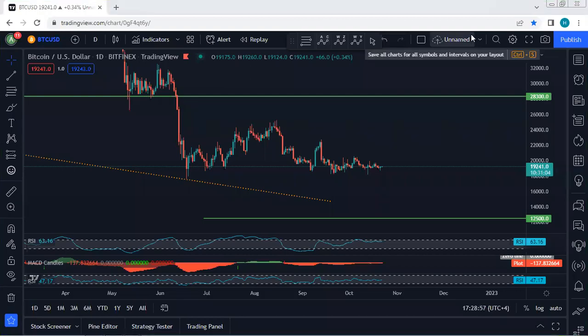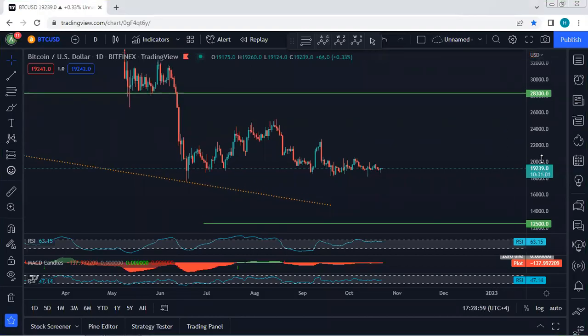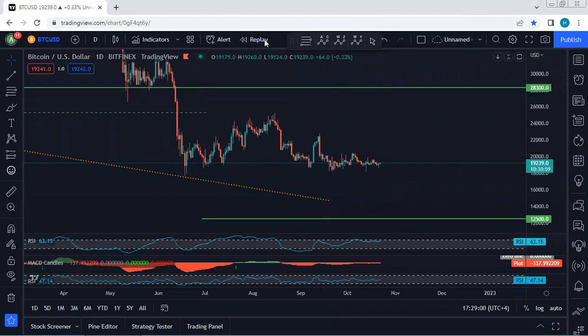Bitcoin, we start with the daily chart. I just want to give a quick update. From what we can see here, there are not many changes. If you refer to my last analysis, we are still within this correction.